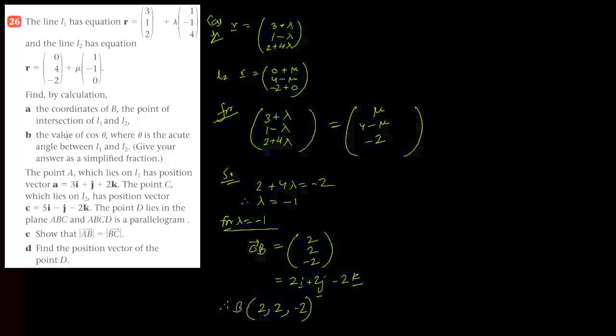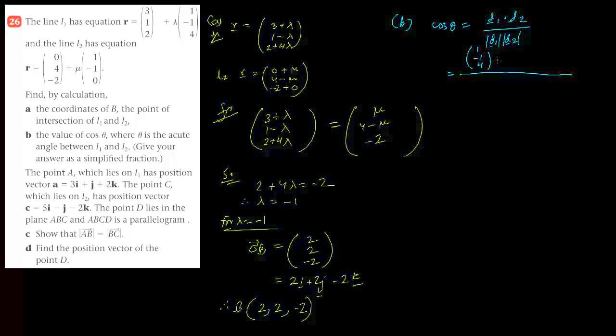In question number B, we have to find the angle between the two lines L1 and L2, and that's the dot product. First of all, cos theta equals direction vector of L1 dot direction vector of L2 divided by modulus of the first direction vector and modulus of the second direction vector. So that turns out to be 1, minus 1, 4, that is the direction vector of L1, dot, I'm writing this in column vector format.